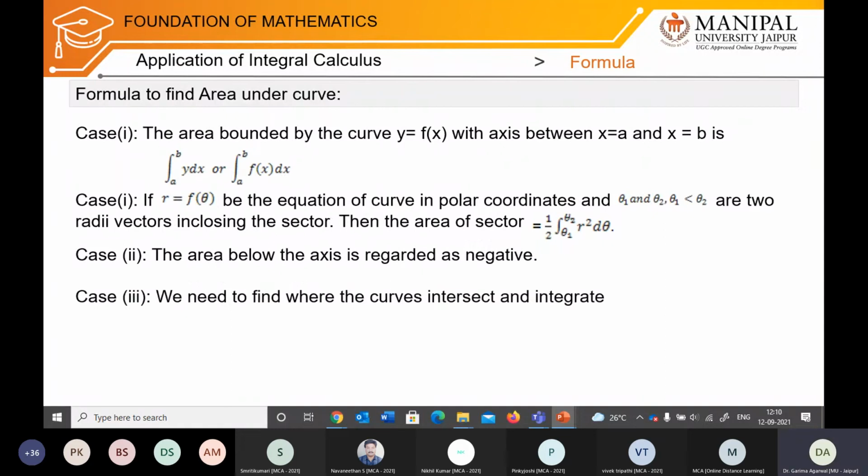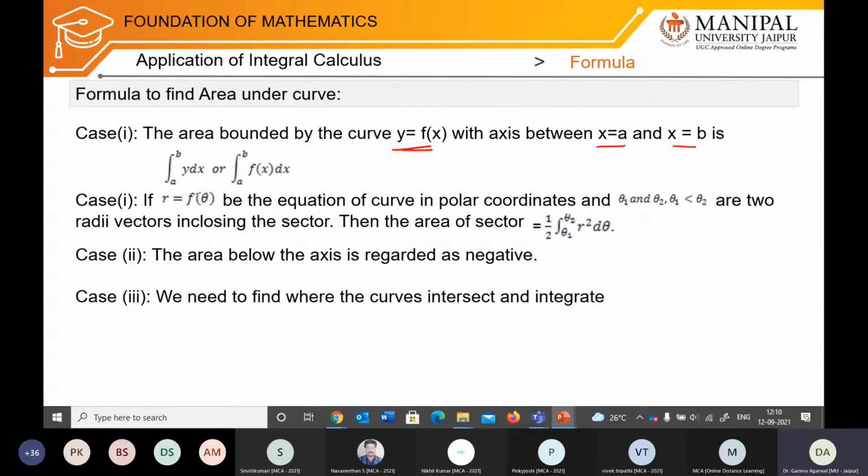These are the formulas to find the area under a curve. The area bounded by the curve y equals f(x) and the x-axis between x equals a and x equals b, we can use this formula: integration a to b y dx, or integration a to b f(x) dx, right?